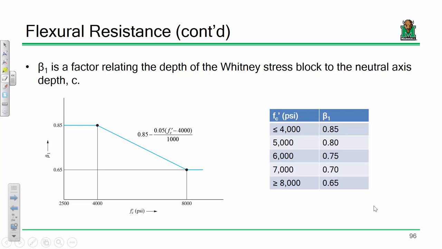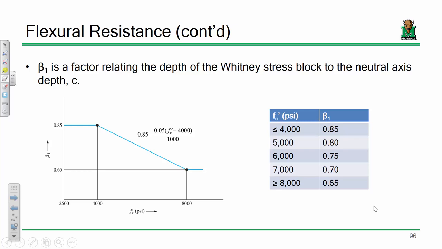Now, A equals beta 1 times C. What's beta 1? Beta 1 is a factor that accounts for the difference between those two, and it's a factor that sort of expresses the beam's ductility. If you have a concrete that has a much higher compressive strength, higher strength means lower ductility, okay? And so beta 1 kind of represents that. As our compressive strength goes up, beta 1 goes down, okay? And it basically follows this pattern. Anytime our f'c is less than 4,000 PSI, it's 0.85. Anytime it's greater than 8,000 PSI, it's 0.65, and that's a linear fit in between.